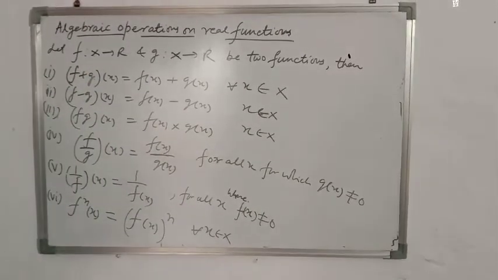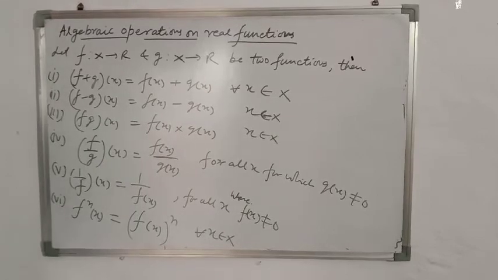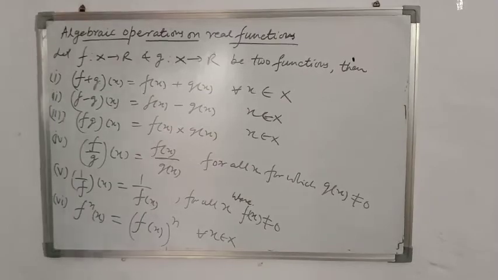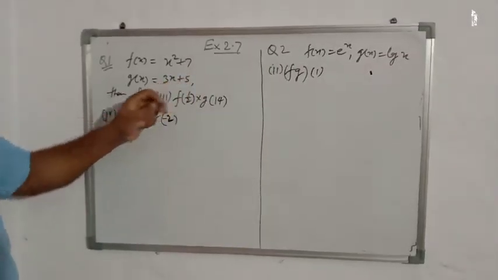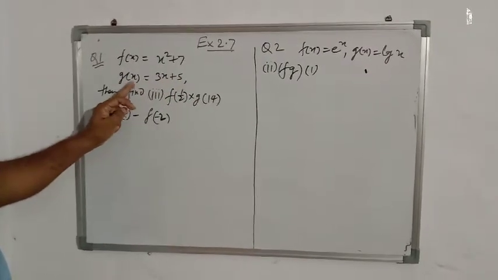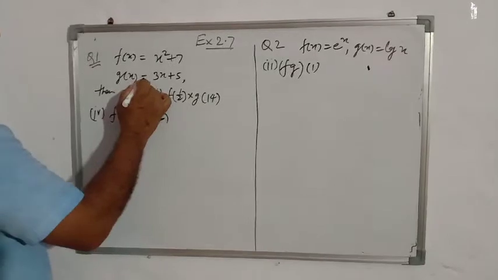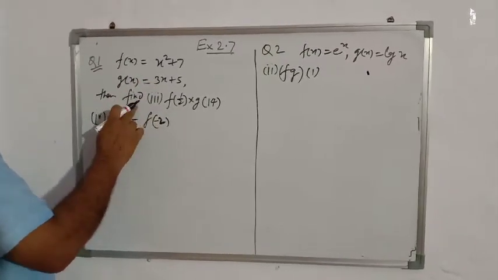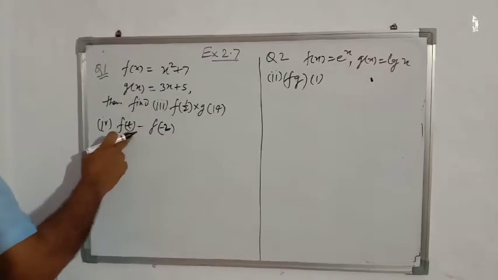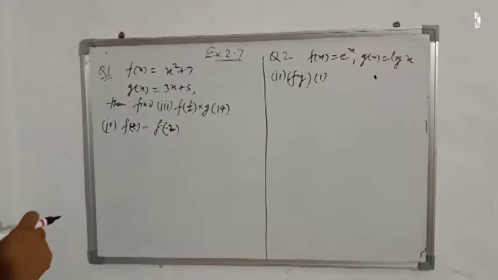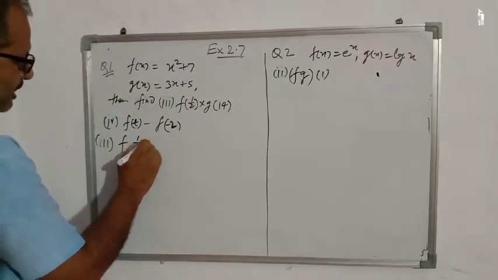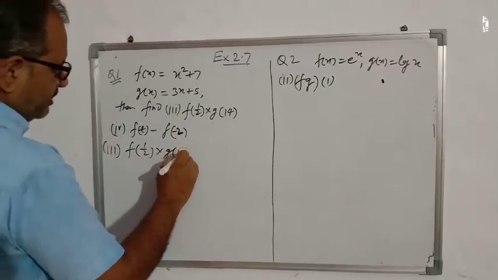So it is the last exercise, 2.7. Let us see the problems of the exercise. Exercise 2.7, question number 1. f(x) is given, x square plus 7, g(x) is equal to 3x plus 5. We have to find third part, f(1/2) into g(14), and fourth part, f(t) minus f(minus 2). So firstly see the third part, f(1/2) multiplied by g(14).